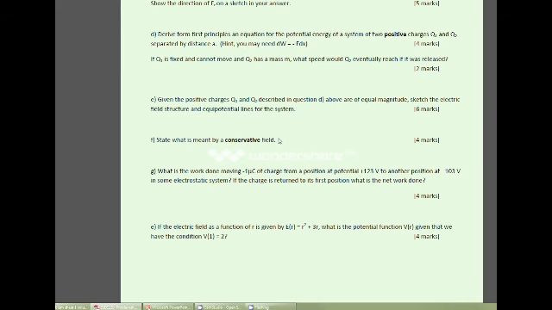I'm also going to answer part F now, because it's a very short question and it follows on quite nicely from drawing electric field lines. Part F asks us to state what is meant by a conservative field, and this again is worth 4 marks, so these are just really important concepts that you need to get your head around.